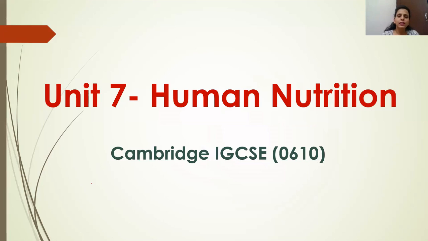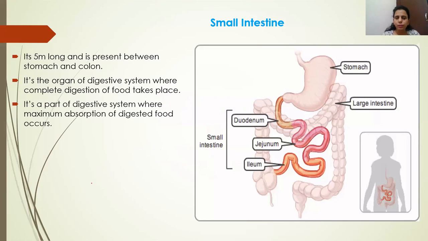Hi everyone. In this video, we are going to discuss chemical digestion in the small intestine. So let's begin with that. We know that the food gets a little bit digested in the stomach, and from the stomach, the food comes to the next part of the alimentary canal, which is called the small intestine.